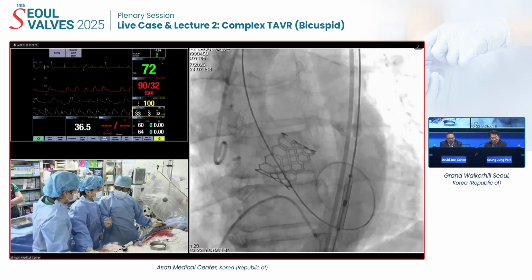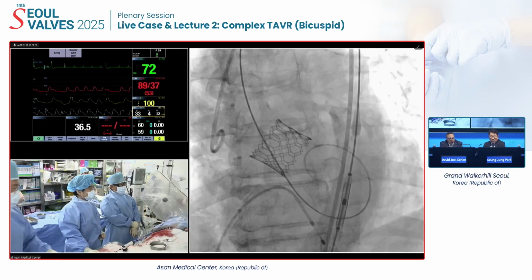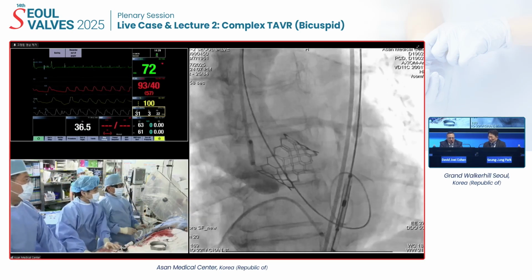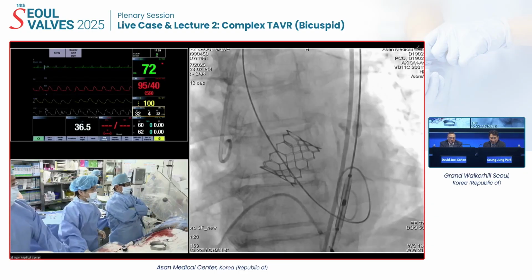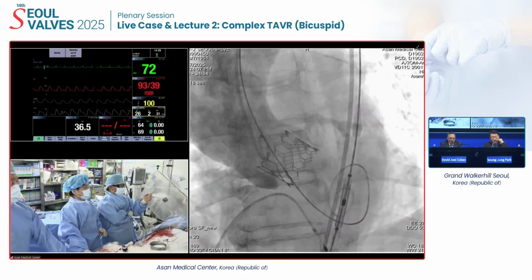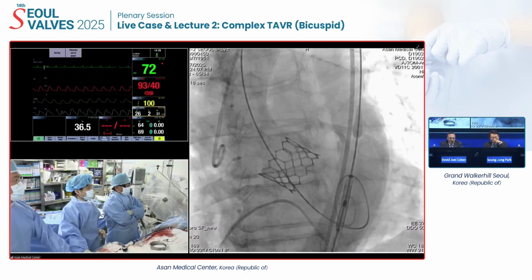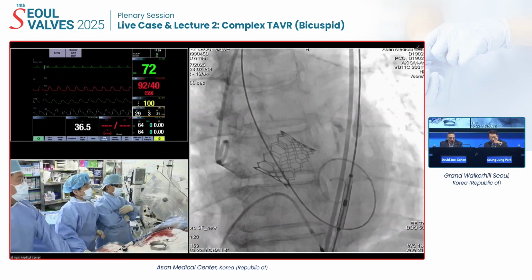Okay. Could you show the echo, please? It's wire related. It looked like it wasn't there, and then it showed up. You may want to pull the wire. Yeah, that might be it. I think the contrast leakage is due to the wire. You want to take the wire out and do it again?